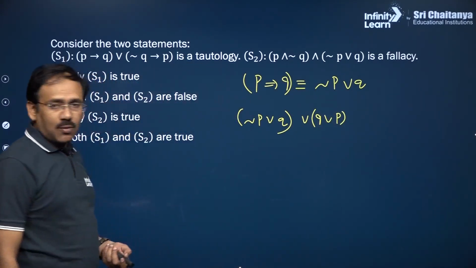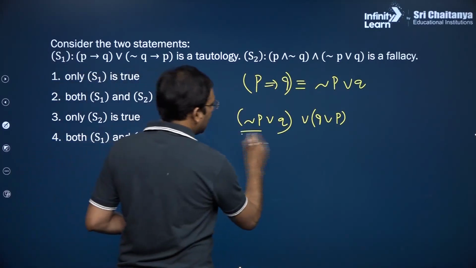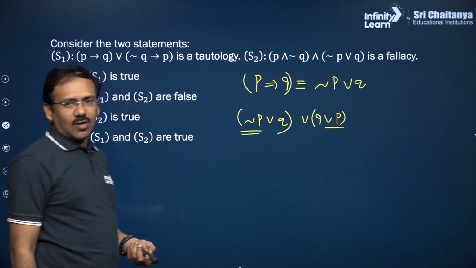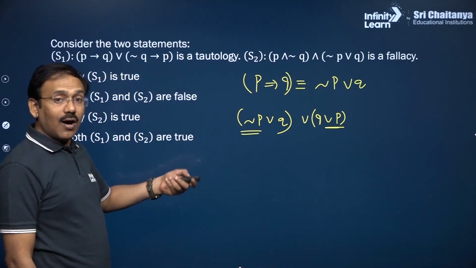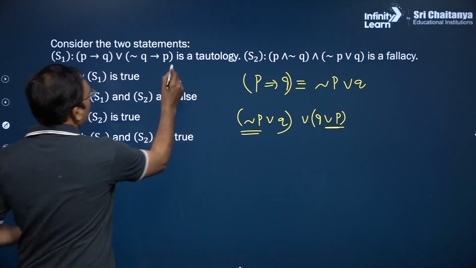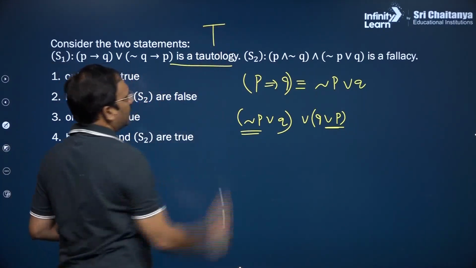So, my dear friends, all are same symbols, P or negation P is always tautology. True implies true or any statement is true. It is a tautology, it is a correct statement.